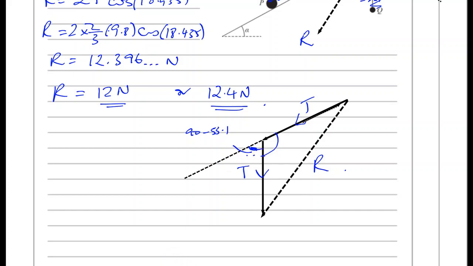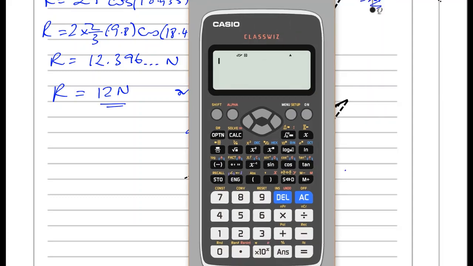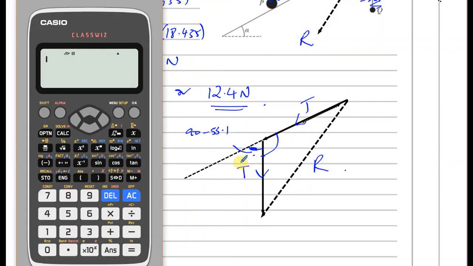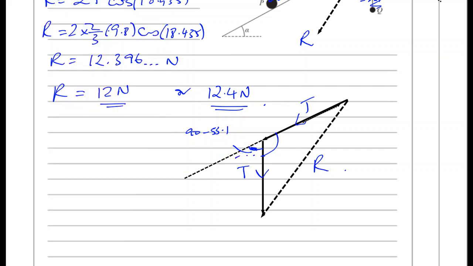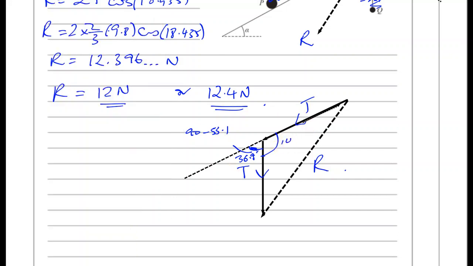I'll just show you how to do it this way and see if it gives the same answer, just in case you prefer this way. So you have here 90 minus 53.1. I've lost my accuracy now, but just for purposes of showing you, that's 36.9. So the angle we need is 180 minus the 36.9, which gives you 143.1. And we can now use the cosine rule.